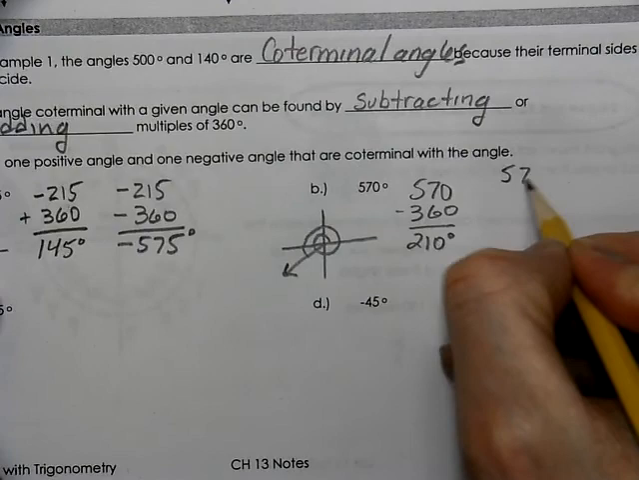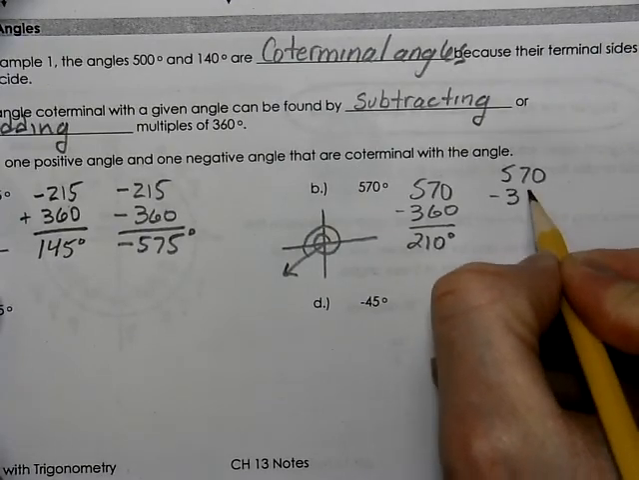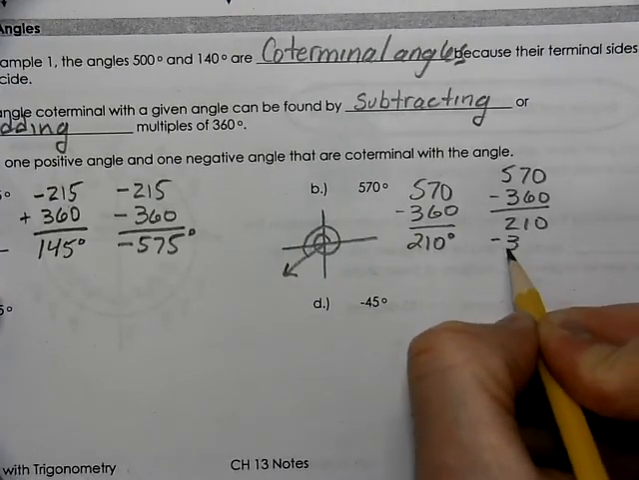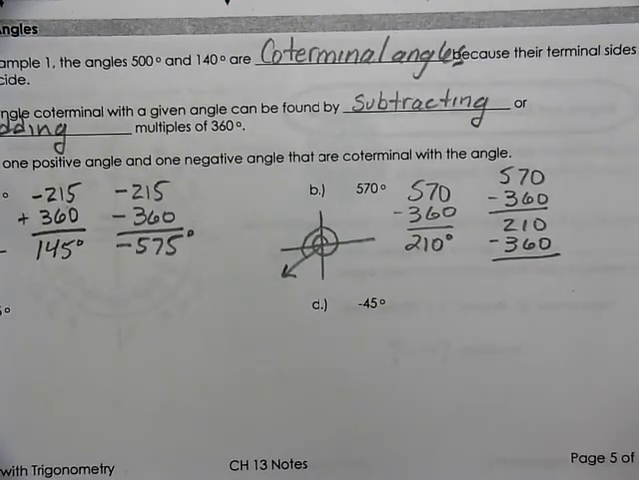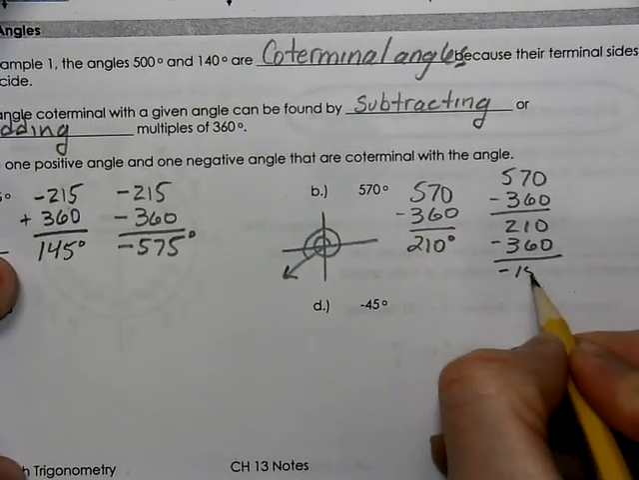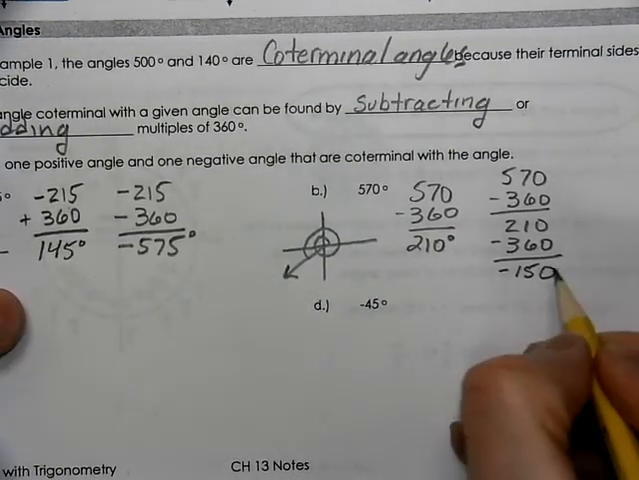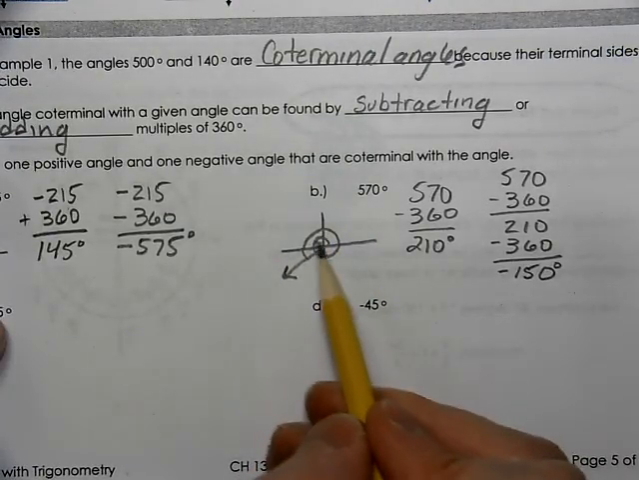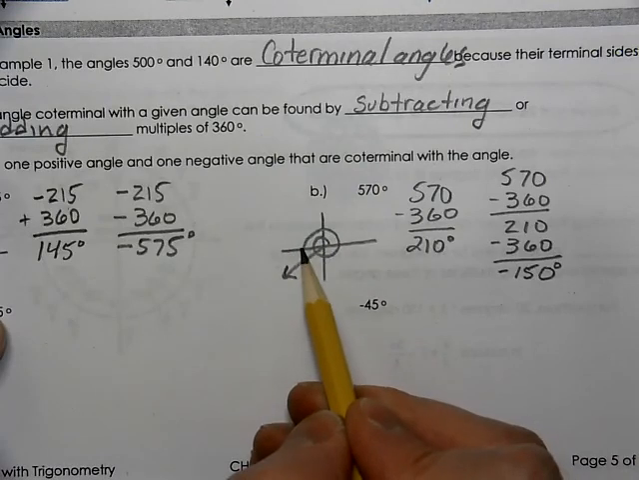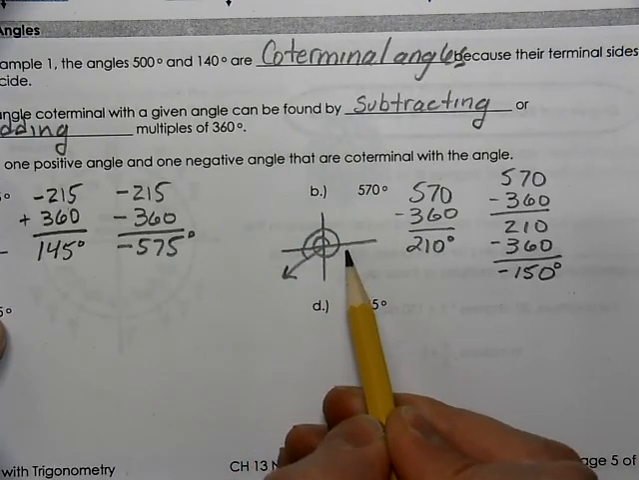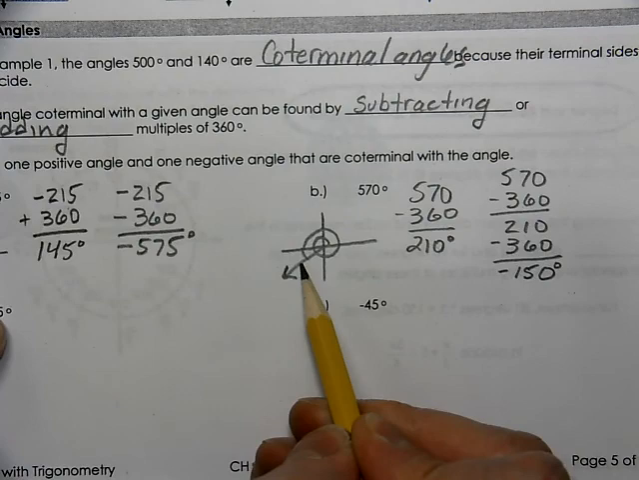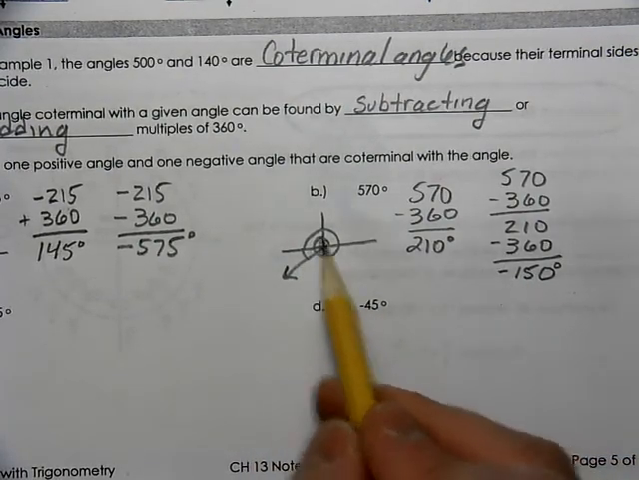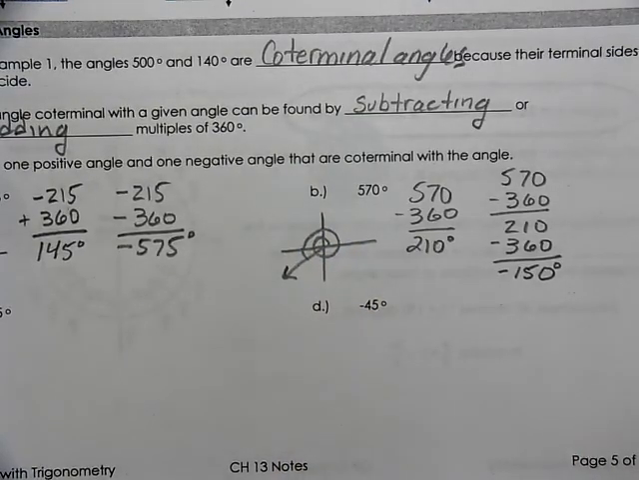To find my negative, I'm going to have to subtract the 360 once, and then subtract the 360 a second time. And that would give us our negative 150. So if we look here, 570 is 540 plus 30 more. Well, negative 180 and 30 back would put you at the negative 150. So your answers are making sense to other ways to calculate it.